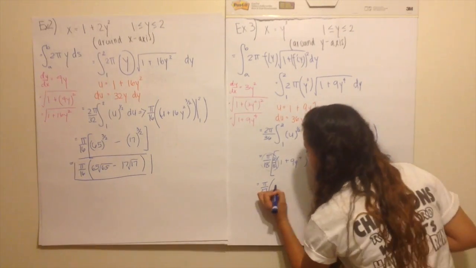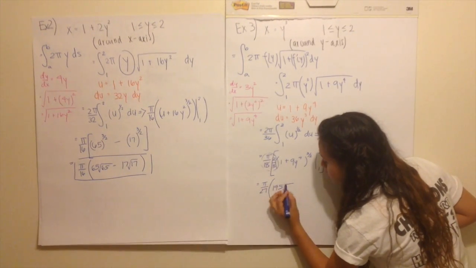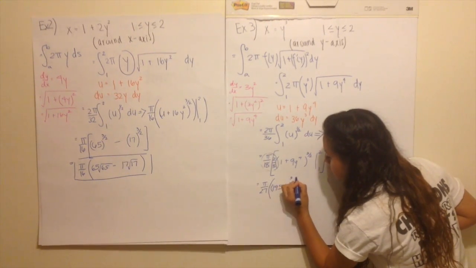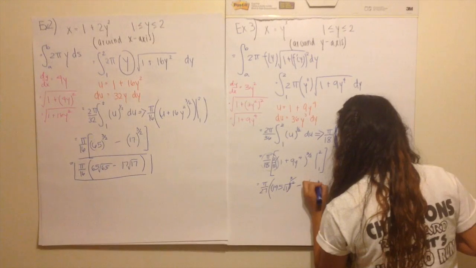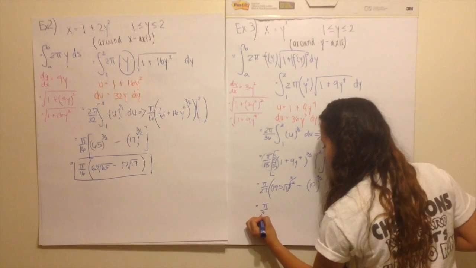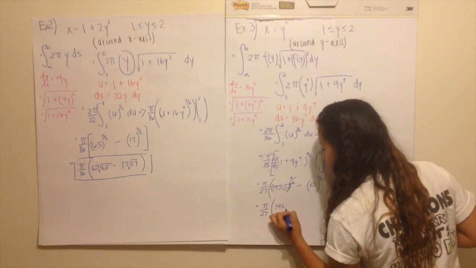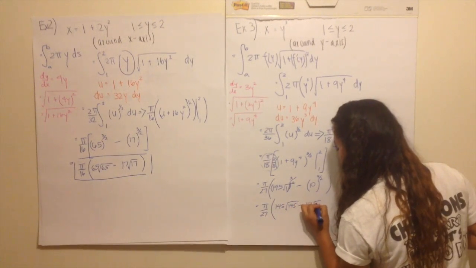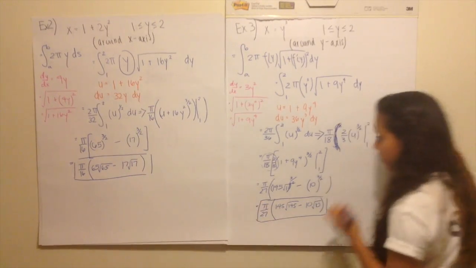And when we plug in our intervals, we end up getting 145 to the power of 3 over 2 minus 10 to the power of 3 over 2. So our final answer would be pi over 27 times 145 times the square root of 145 minus 10 times the square root of 10. And that would be our final answer.